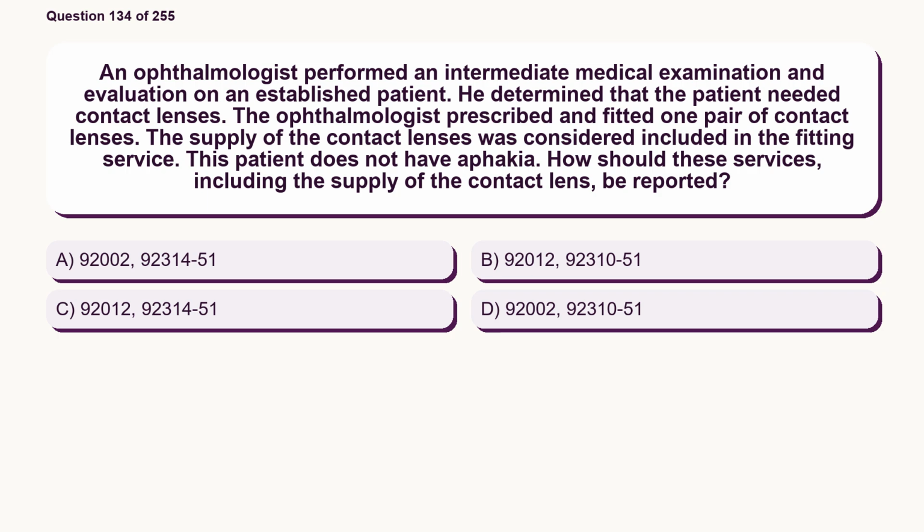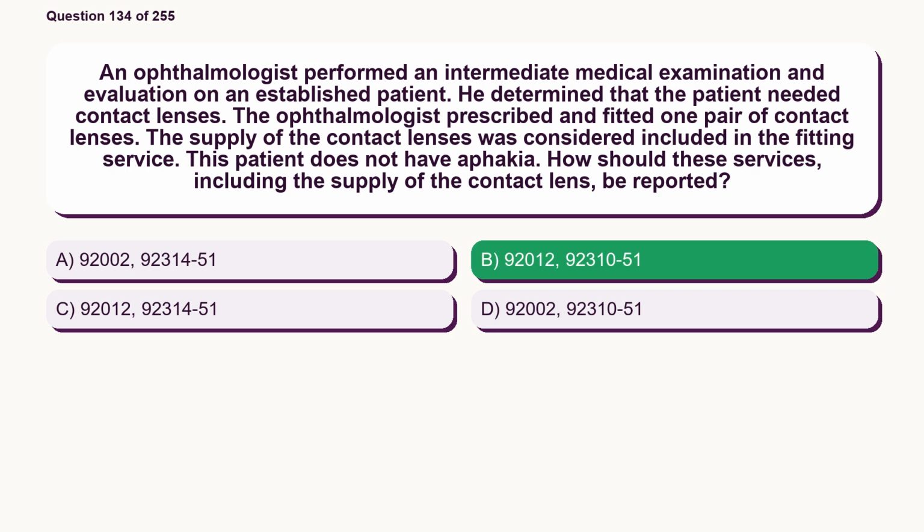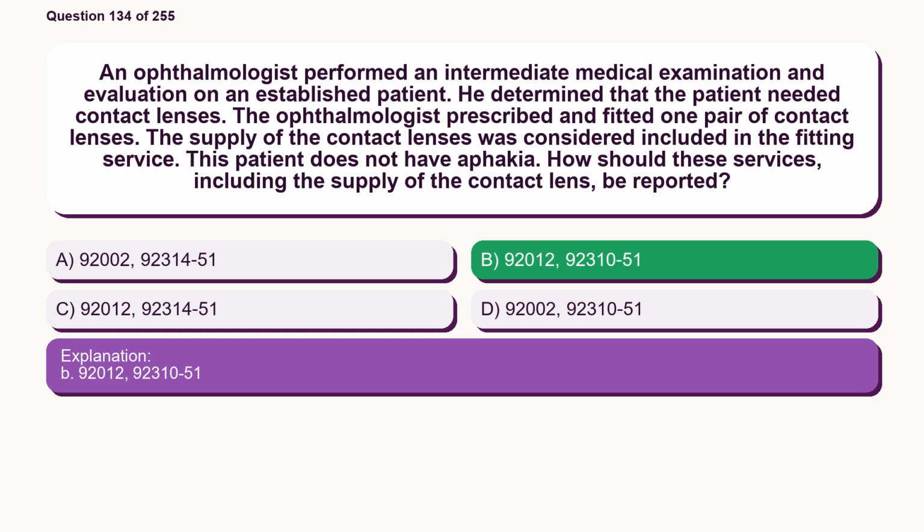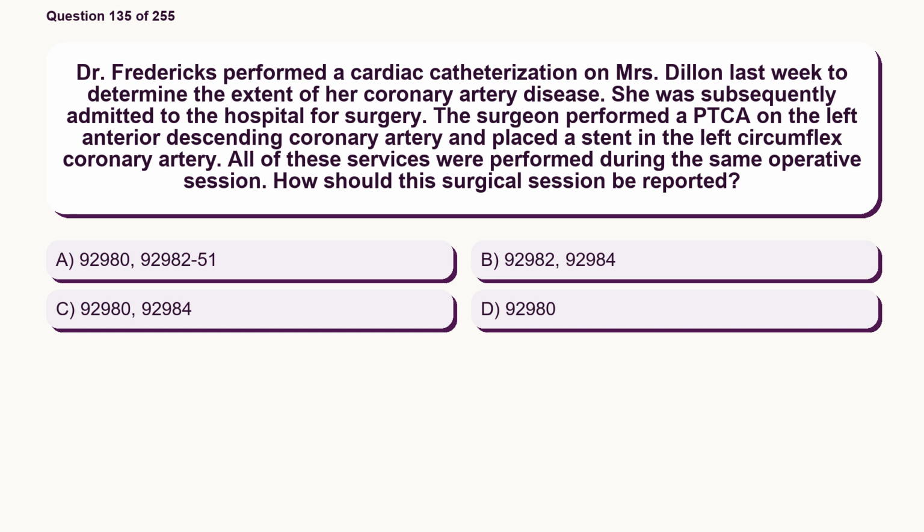How should these services, including the supply of the contact lens, be reported? Option A, 92,002, 92,314 to 51. Option B, 92,012, 92,310 to 51. Option C, 92,012, 92,314 to 51. Option D, 92,002, 92,310 to 51. The correct answer is option B, 92,012, 92,310 to 51. B. 92,012, 92,310 to 51.